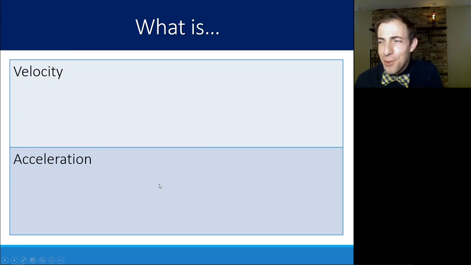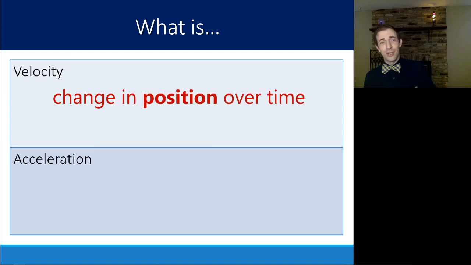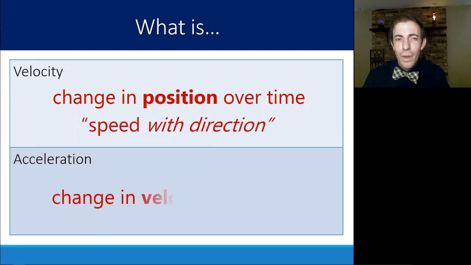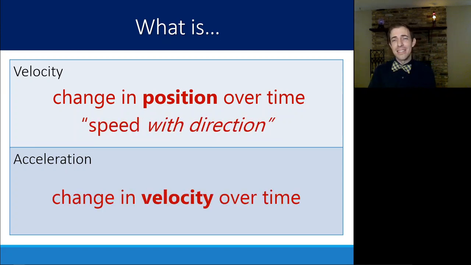So then how can we describe that change in velocity? When we talked about a change in displacement, we talked about that as velocity. But if velocity is changing, that must also have a word, and it does. Change in position over time is basically speed with direction. But if we are changing our velocity, it means we are accelerating. So an acceleration is a change in velocity over time.